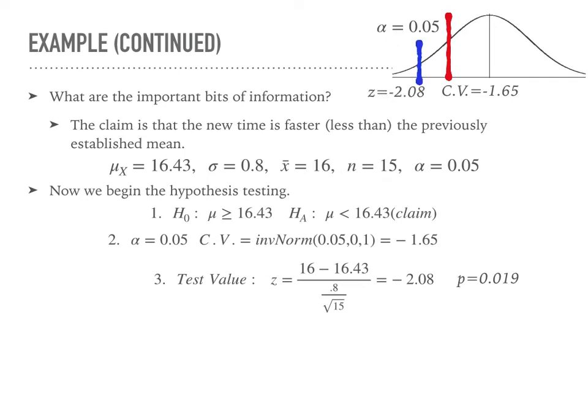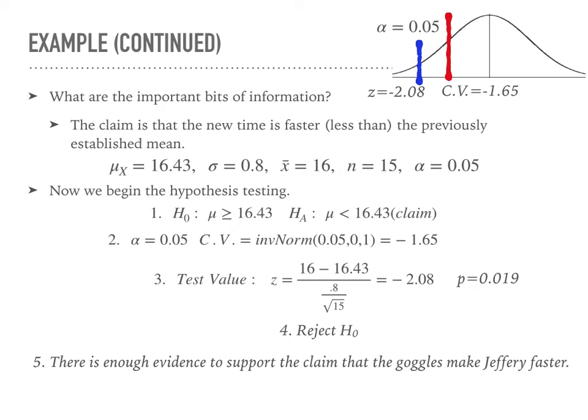Now let's draw this test value into our picture. We see that our test value is out in the tail area. We can also compare our p-value and alpha. We see that alpha is greater than p. So since our test value is in the tail area, and because alpha is greater than p, we know that we can reject the null hypothesis. So since we rejected the null hypothesis and the alternative hypothesis was the claim, we're able to say there is enough evidence to support the claim that the goggles make Jeffrey faster.